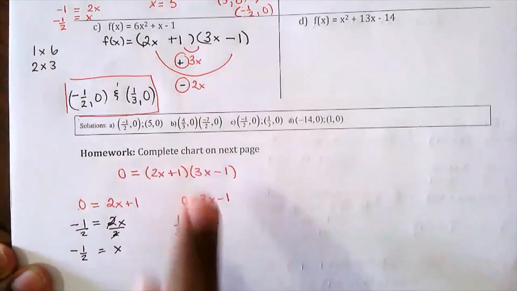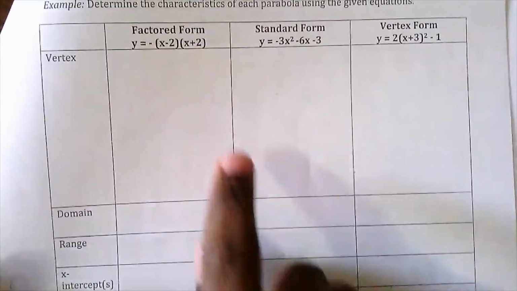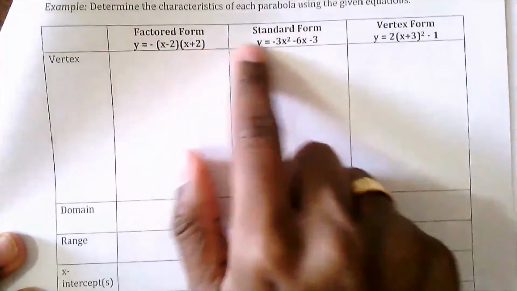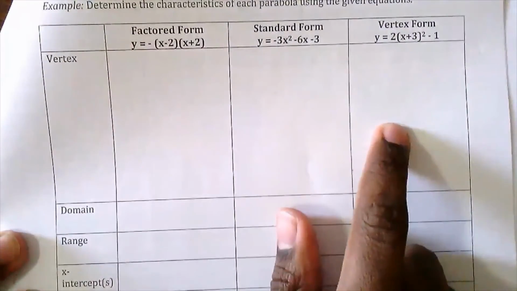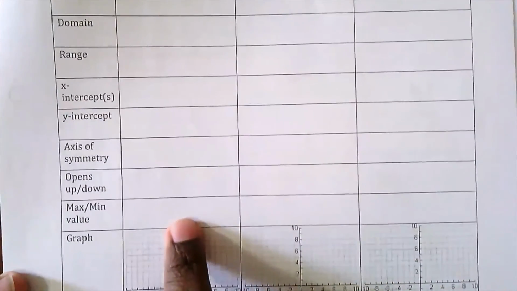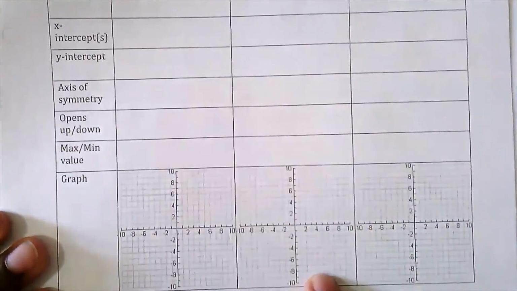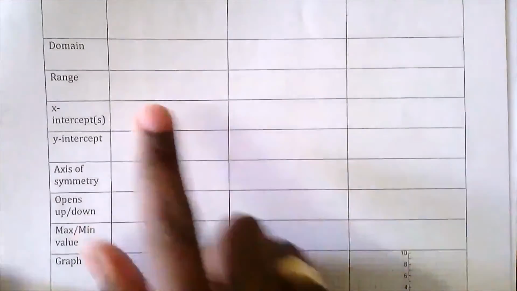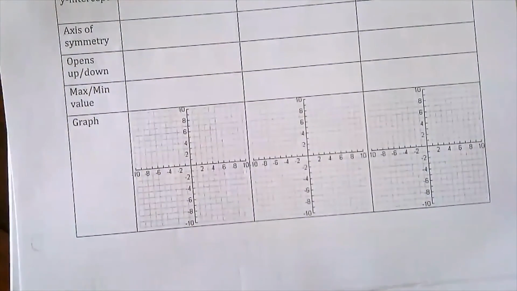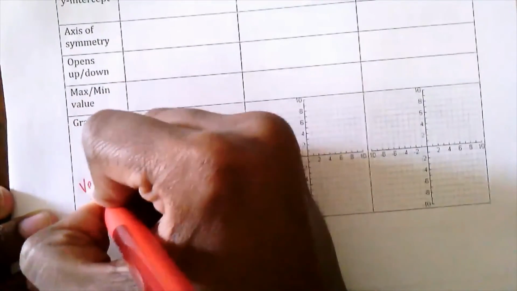The homework says complete the chart on the next page. So again, this is just a wonderful summary of everything we've done so far. I have an equation in factored, standard, and vertex form. You're going to find the vertex for all 3. You're going to give me the domain, range, x-intercepts, y-intercepts, axis of symmetry, opens up or down, max or min value. I'm going to give you a hint. It will help to graph the equation first, and then you can get all of this information. So don't forget, in order to graph it, you do need to be able to convert everything to vertex form.